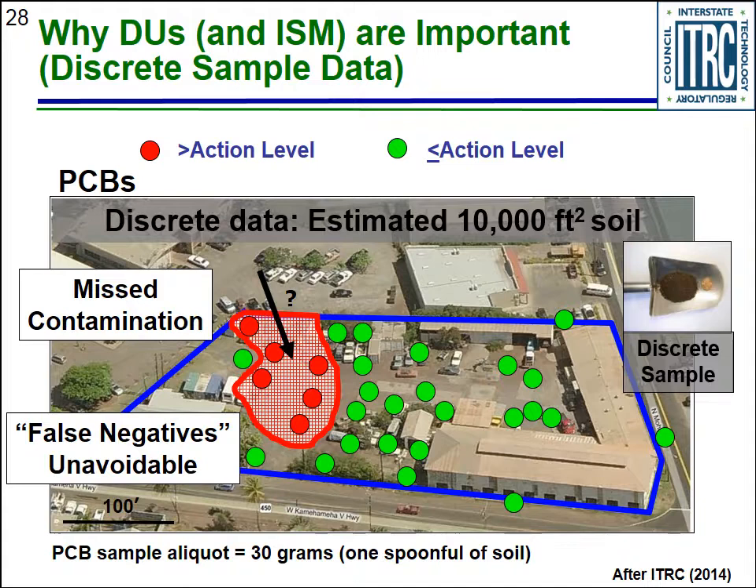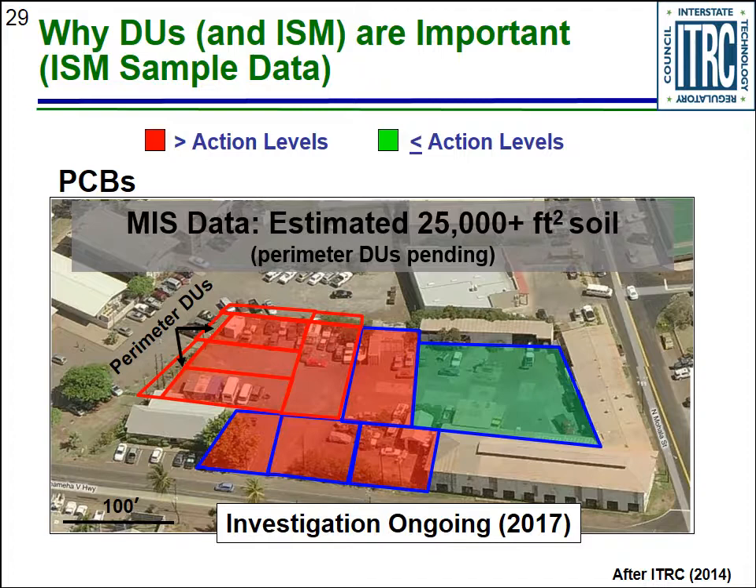But now we knew, once we started realizing how unreliable discrete soil samples were, that we were really concerned about false positives. Some of these green dots surrounding the red hot area might actually have PCBs in that area. So we designated decision units. I talked about this in the previous presentation. Small decision units where we thought the main spill release area was, larger decision units outside that area. And we found way more PCB contamination across the site than we initially thought with discrete soil sample data. So now we're estimating at least 25,000 square feet of contaminated soil at the site.